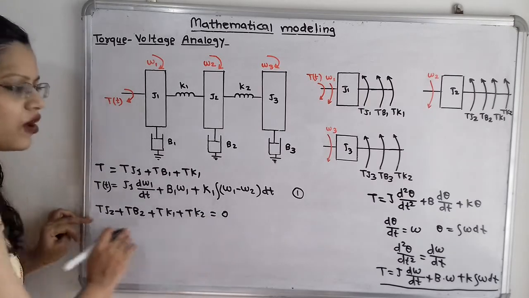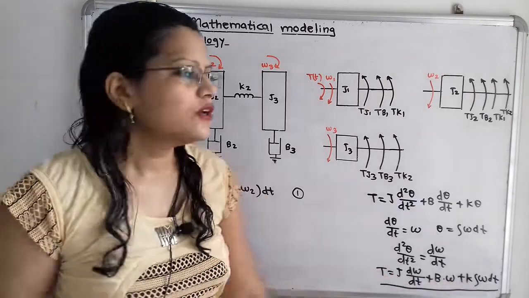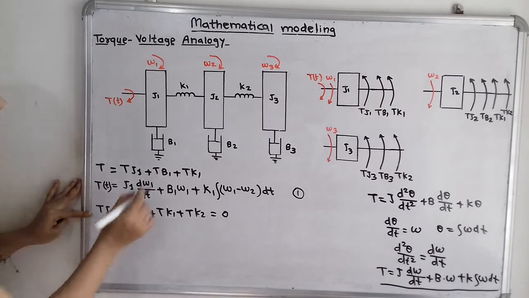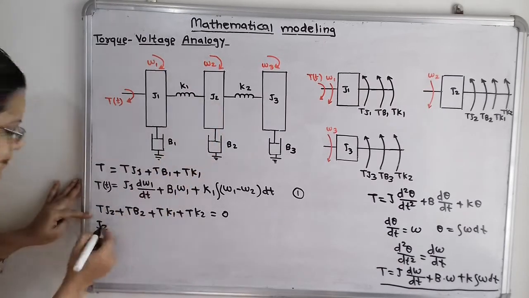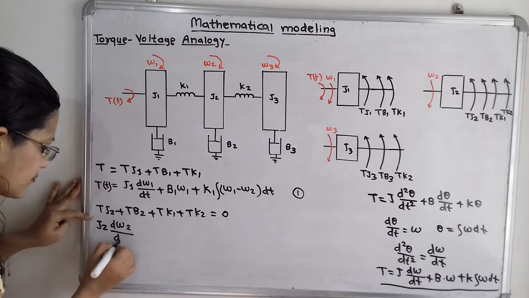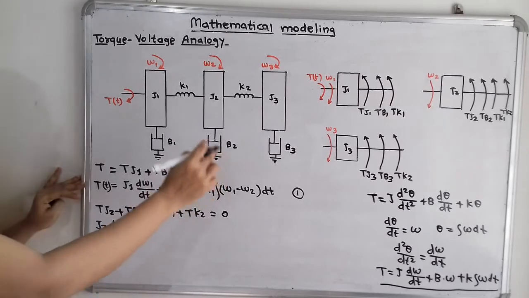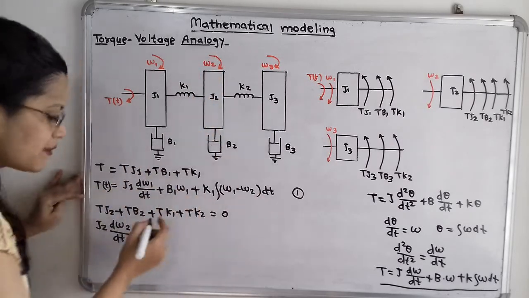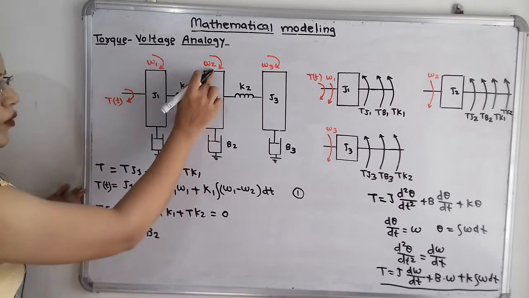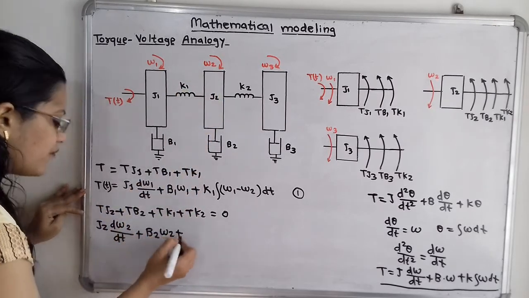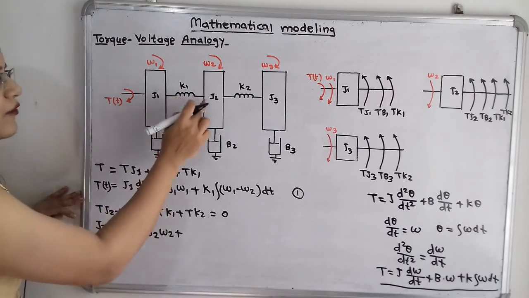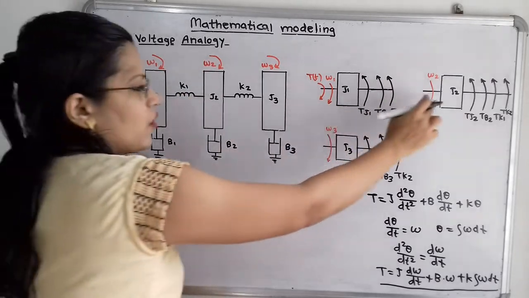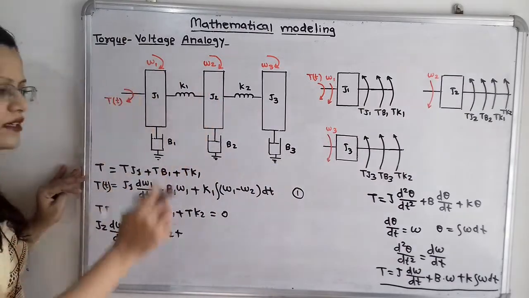Now I have to define all these torques in terms of omega. So how can we define here? Now for this Z2, I will take Z2 d omega 2 by dt plus. Now for this B2, B is connected to Z2, which is having angular velocity omega 2. So I will take B2 omega 2. Then for this K1, we have to take the difference between these angular velocities. But this is the free body diagram of Z2. So I will write here omega 2 minus omega 1.